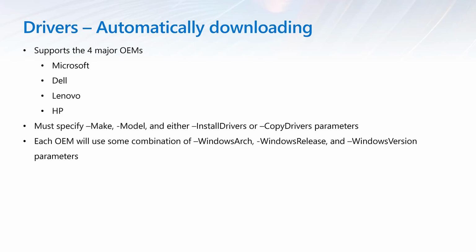Each OEM will use some combination of Windows architecture, Windows release, and Windows version parameters, as I mentioned earlier. We only download for a single model. So you can't say, I want to download 10 different models and we'll download all of them to a folder. You'll have to do that separately as you create each FFU.